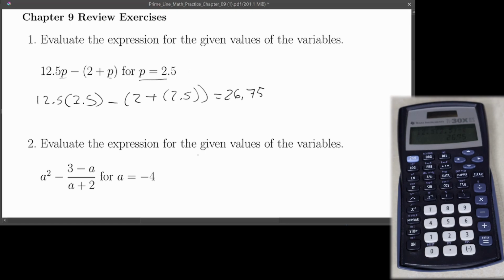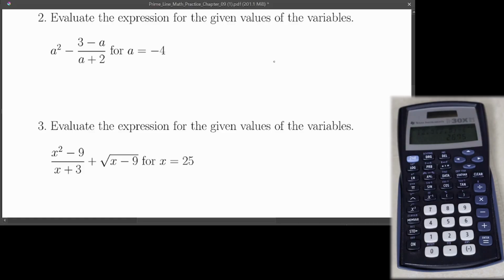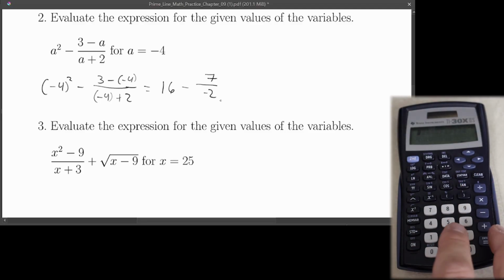Okay, our next problem. We are plugging in -4 anywhere we have an a, so we'll do parenthesis -4 squared minus 3 minus a -4 over -4 plus 2. We can evaluate this. -4 squared is going to get us 16, minus 3 minus 4 is going to get us a positive 7 over a -2. And on here we'll evaluate the last step with our calculator.